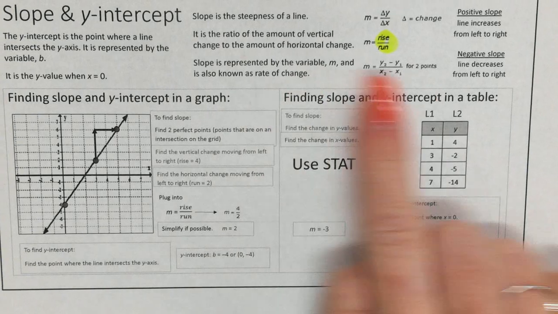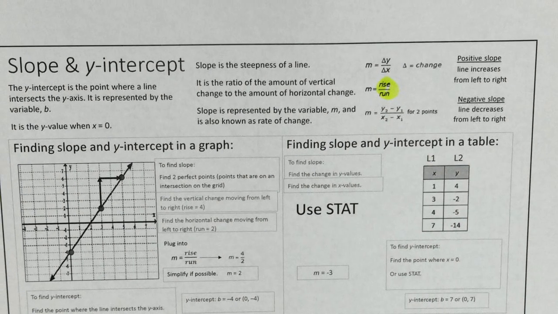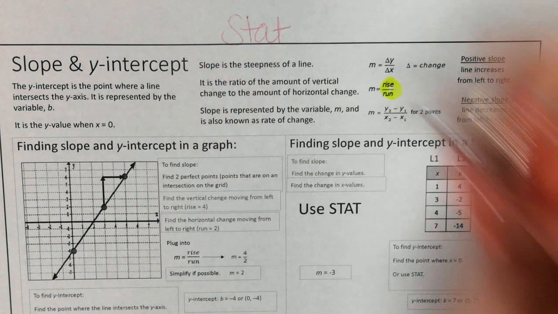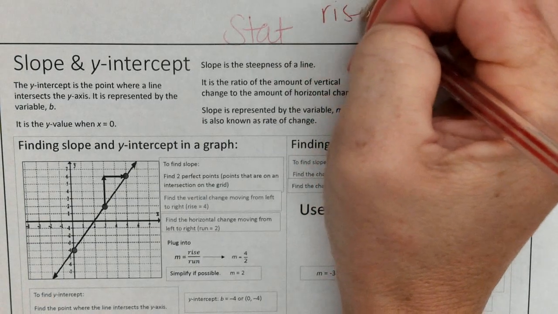Your STAAR chart will give you this formula for slope, but we like to use what for slope? We like stat the best. But we also like rise over run.